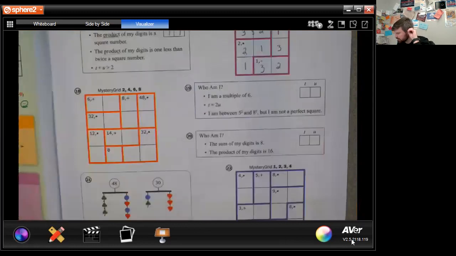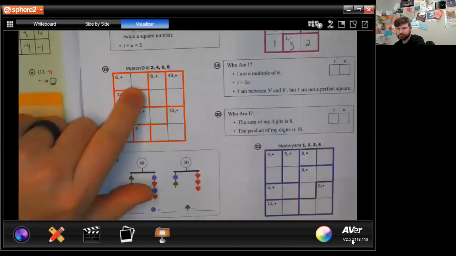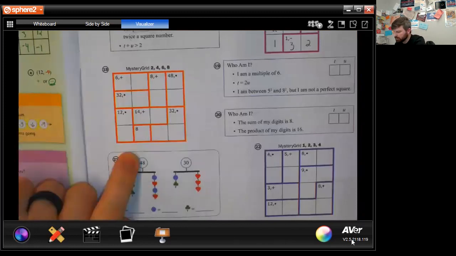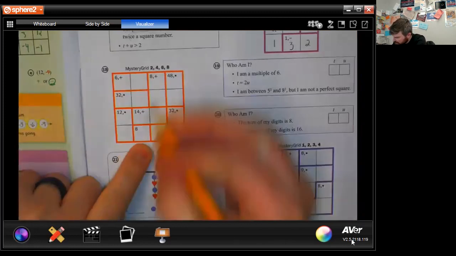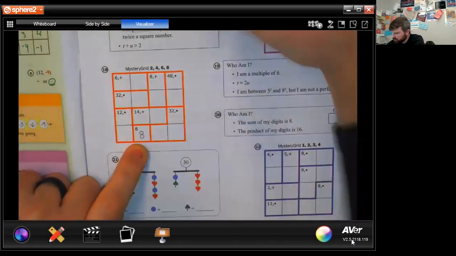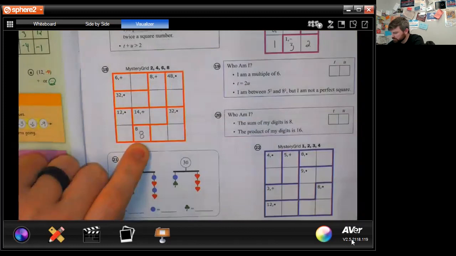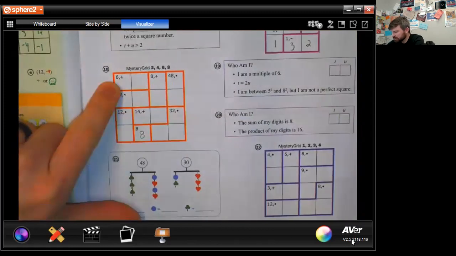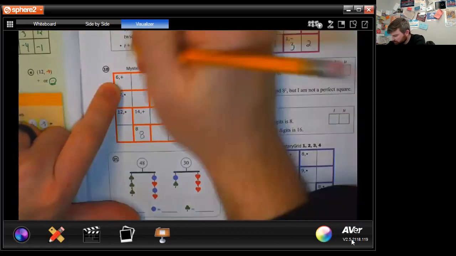Okay, number 18 is a bigger one. 2, 4, 6, 8 mystery grid. Down here, you see that they give us an 8. So this would be an 8. So we need 2, 4, 6, and 2, 4, 6 in these. 6 with addition, that would be a 2 and a 4.